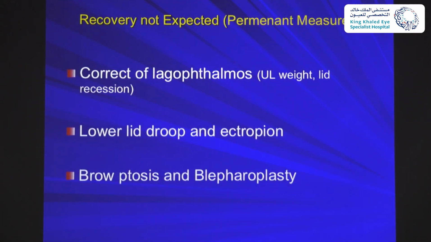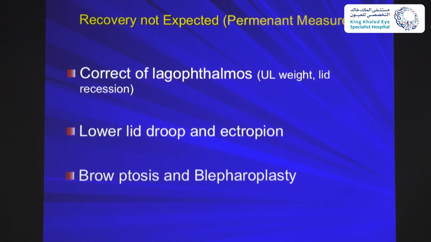If recovery is not expected, or you waited for the patient and they didn't recover, you need to use a permanent measure to manage the ophthalmic manifestation. And the surgery you choose depends on the patient's findings, because patients present with different findings.